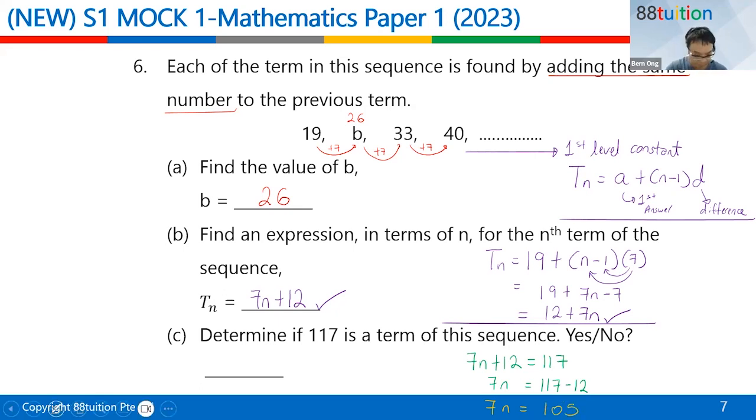How do you find n? n will be equal to 105 divided by 7. Can divide or not? Press your calculator. 105 divided by 7 will give you 15. Can divide. Nicely done. So if it can divide, it is part of the pattern. So is 117 a term of this sequence? Yes, it is. That's the way to do it.